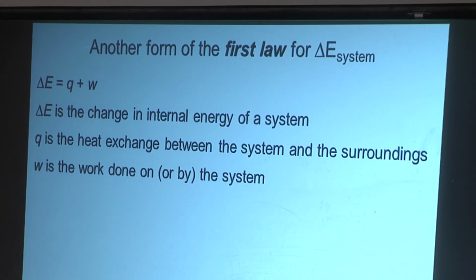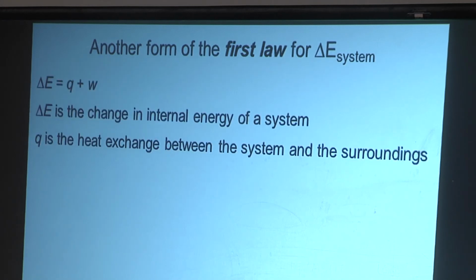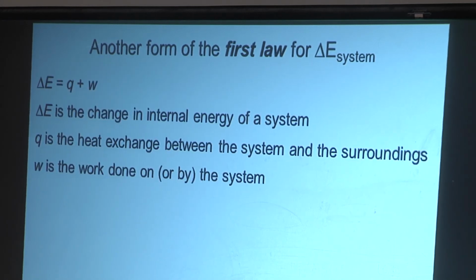If something happens where the energy of a system changes, for example, you burn stuff, two things can happen. One thing that can happen is that Q can happen: heat can go from the system into the surroundings. But the other thing, remember, what is energy? Energy is a capacity to do work.